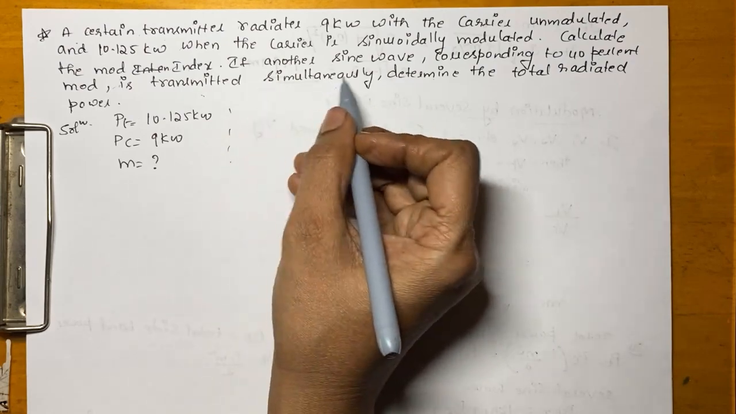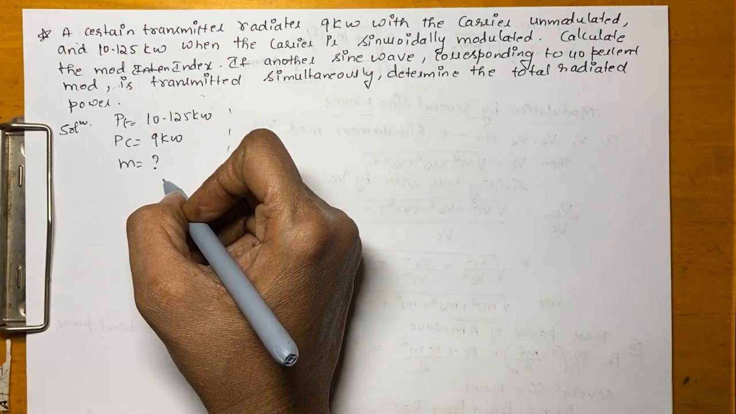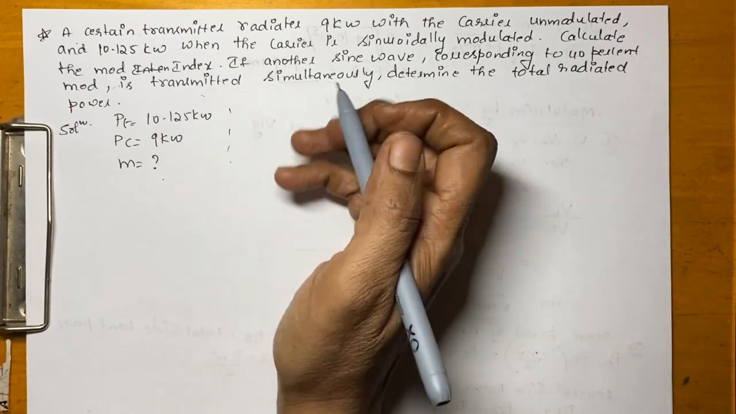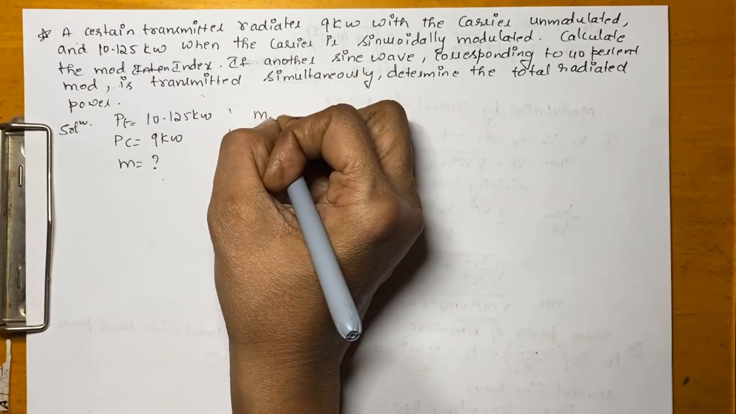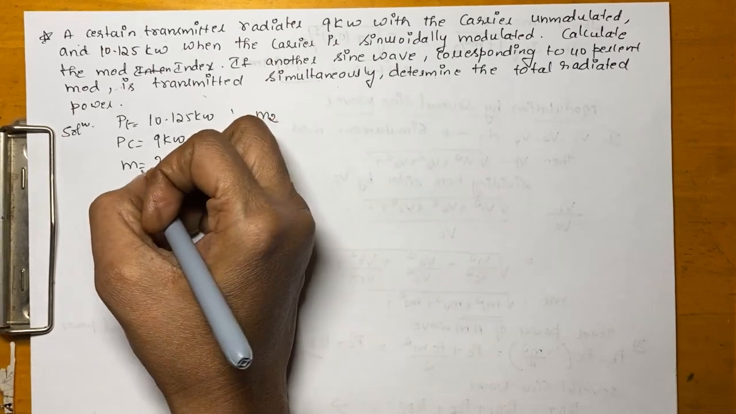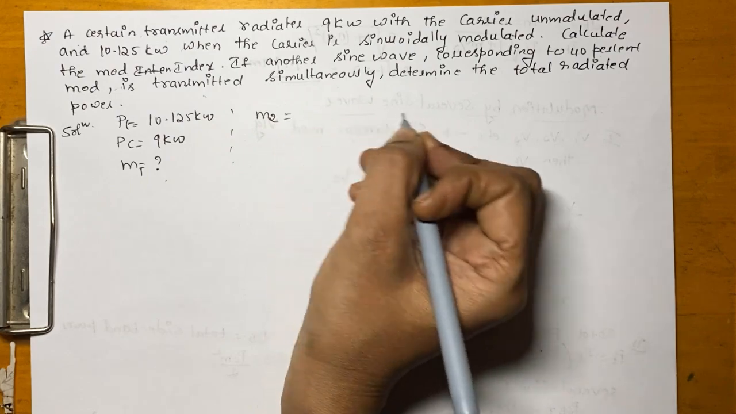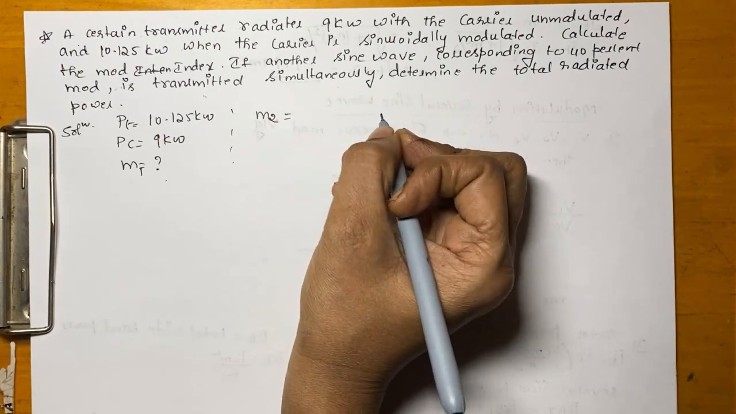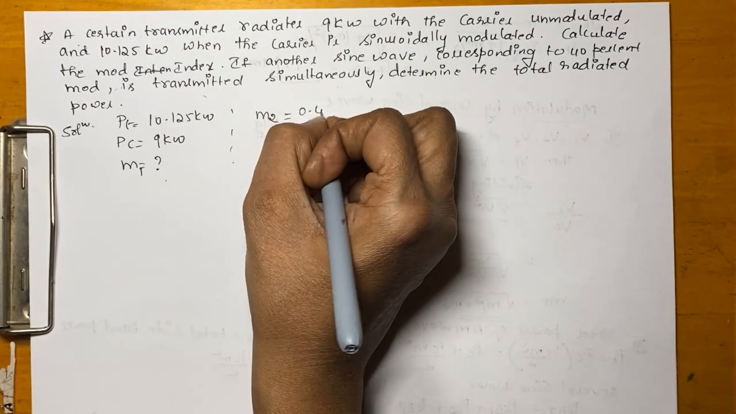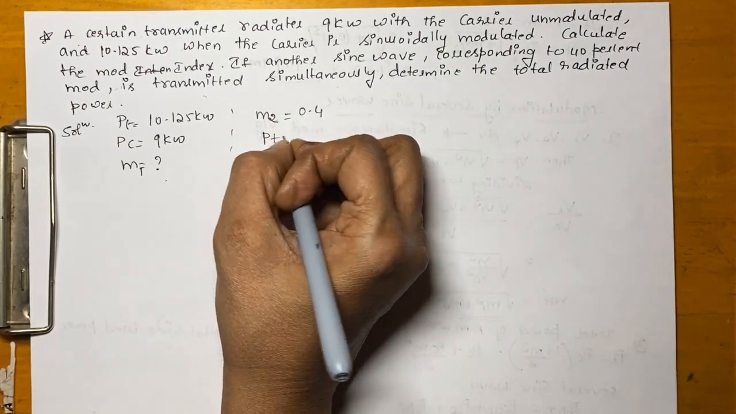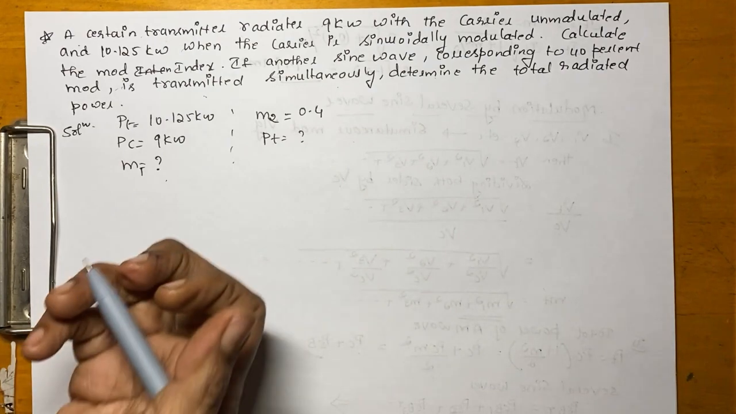Then after finding out this modulation index, if another sine wave corresponding to 40% modulation is transmitted, then for the second modulation index, let us take this one as M1 and this as M2. They have given M2 is equal to 40%, in the sense 0.4. Find the total radiated power. So finally the total radiated power is being asked.